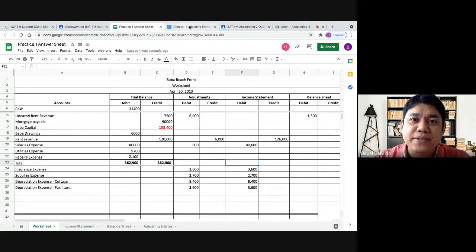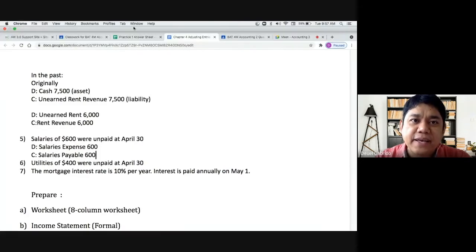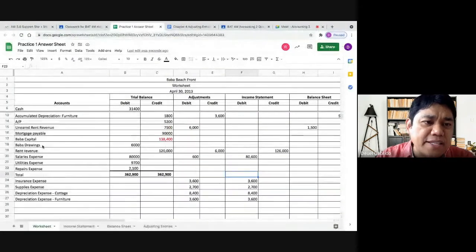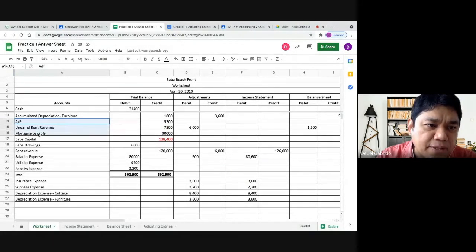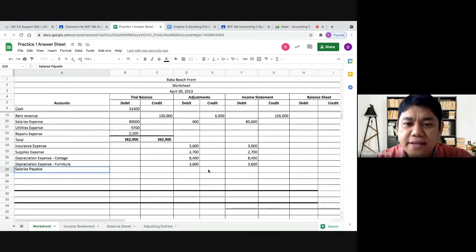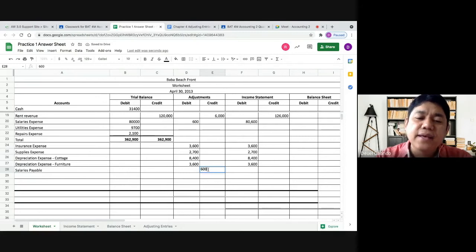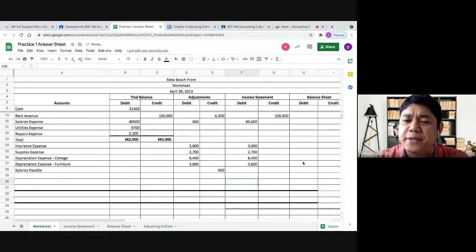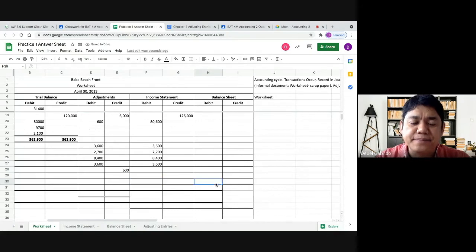Okay, what's the partner? The partner of that is salaries payable. Is salaries payable on the list of liabilities? Let's see. Here are the liabilities: accounts payable, and then revenue and mortgage payable. Is it there? Not there. So we will add it here at the bottom. Salaries payable. And in the adjustment, it's on the credit, 600, right? Where shall we put salaries payable? Income statement or balance sheet? Balance sheet, very good, because that's a liability, right? 600 here.